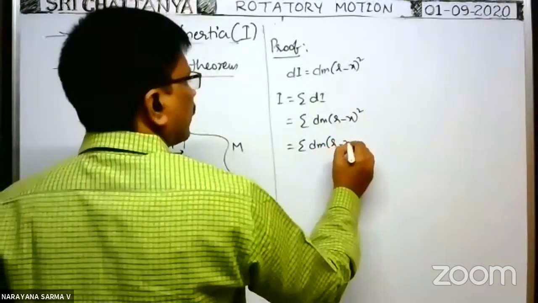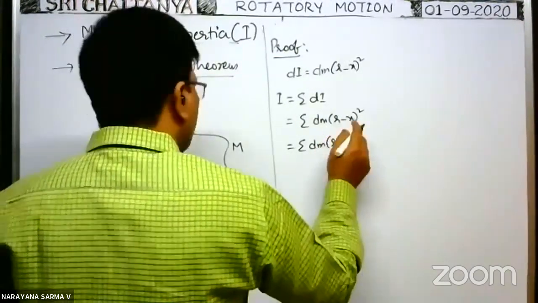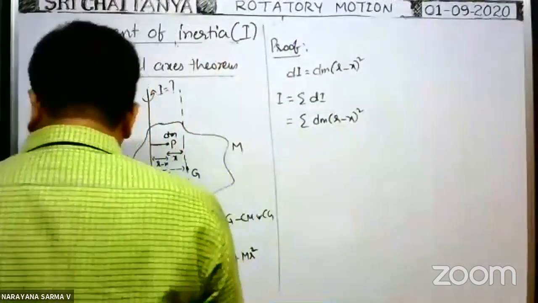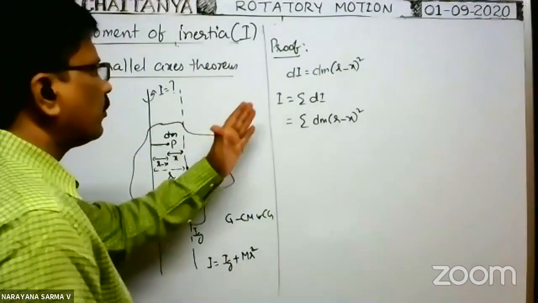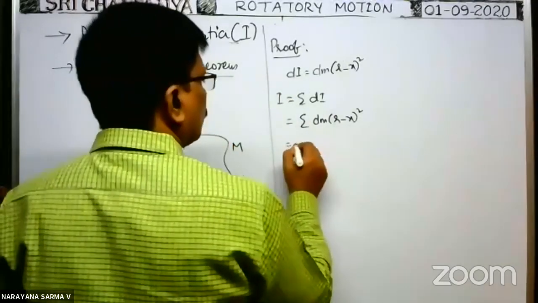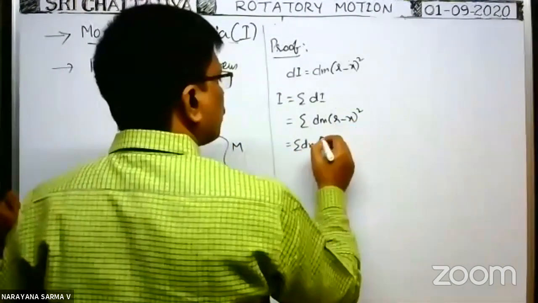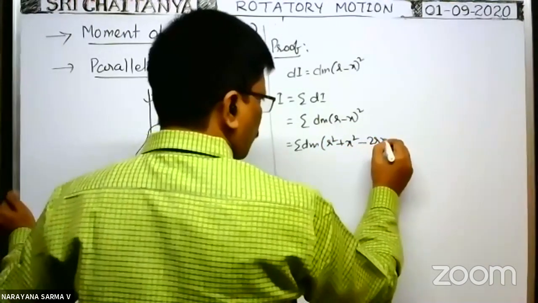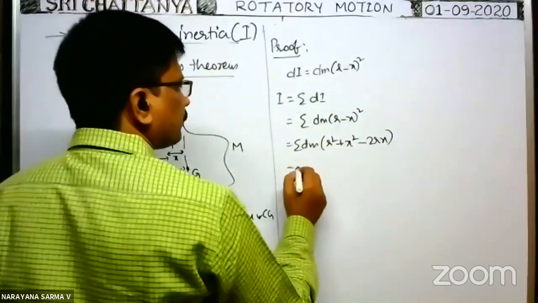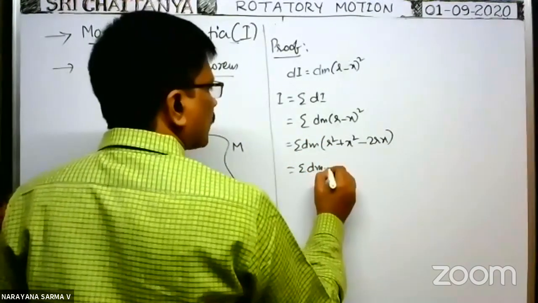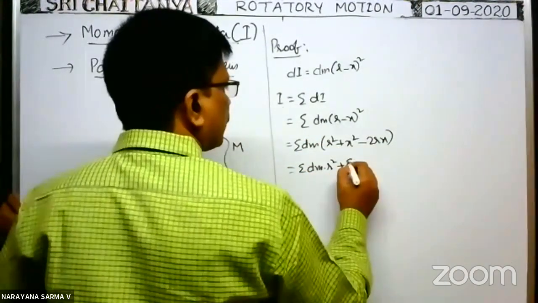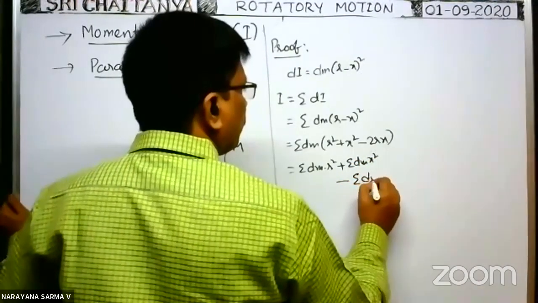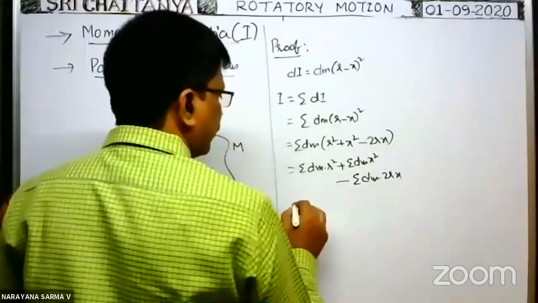Here also (r minus x) whole square. Whole square means you expand it: (a minus b) whole square is a square plus b square minus 2ab. So this is equal to sigma dm into (r square plus x square minus 2rx). You split them: sigma dm into r square plus sigma dm into x square minus sigma dm into 2rx. We can write like this.